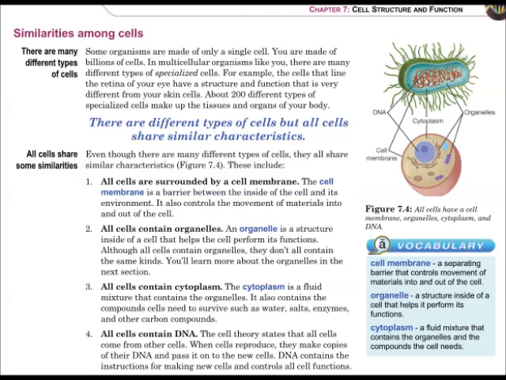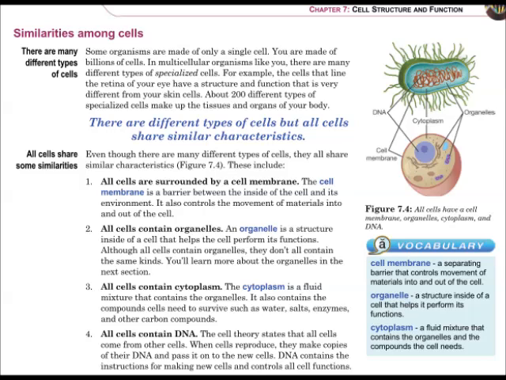Some organisms are made of only one cell. You are made of billions of cells. In multicellular organisms, like you, there are many different types of specialized cells. For example, the cells that line the retina of your eye have a structure and function that is very different from your skin cells. About 200 different types of specialized cells make up the tissues and organs of your body.